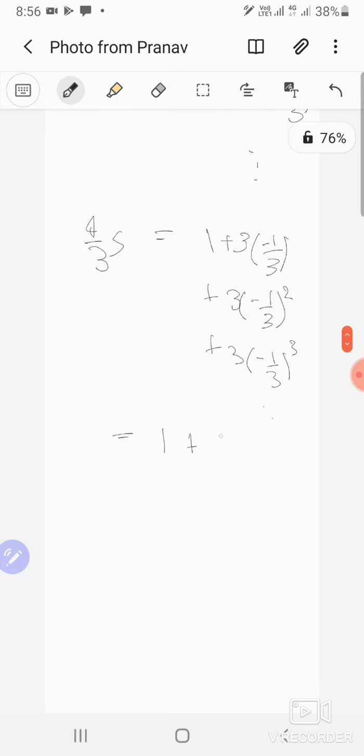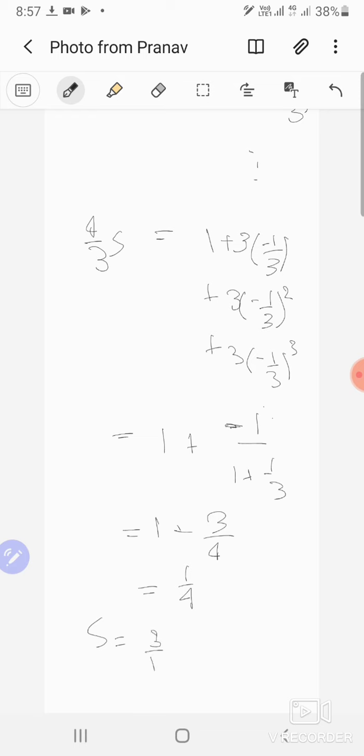This is going to be 1 plus, the first term is 3 into negative 1/3, that's going to be negative 1, and the ratio is negative 1/3, so 1 plus 1 by 3, it's going to be 1 minus, so you got 4 by 3 gets reciprocated, 3 by 4, something like that. That's going to be 1 by 4. So yes, s equals 3 by 16, I think. Yeah, that looks correct. So you got negative 1, that's the first term, divided by 1 plus 1 by 3. No problem. That was easy.